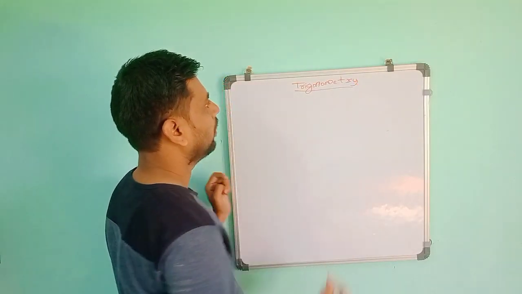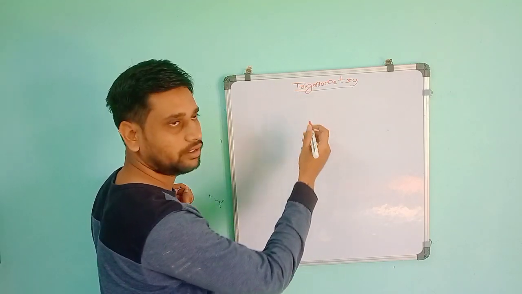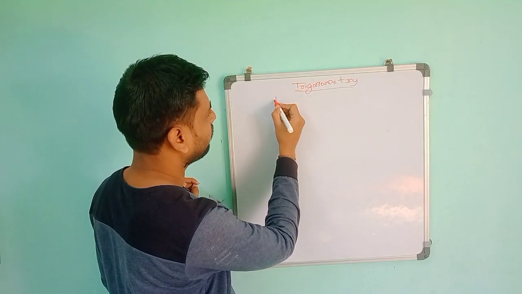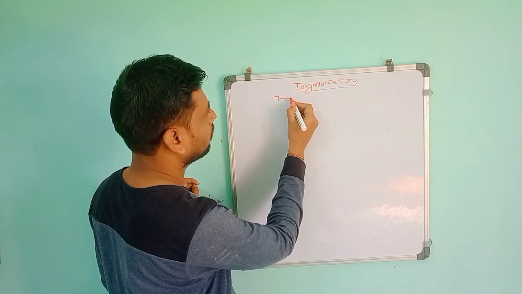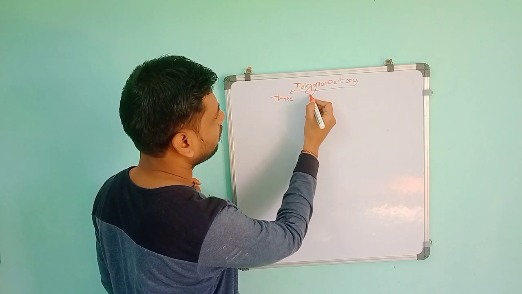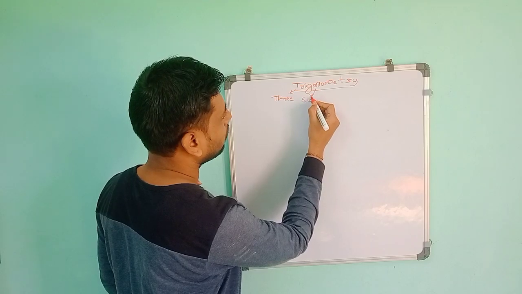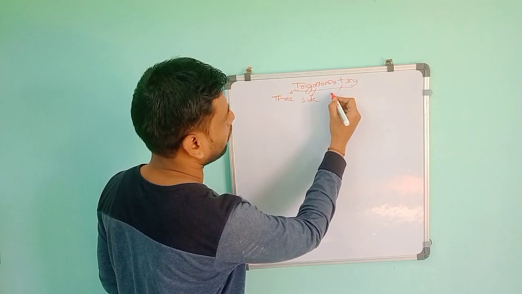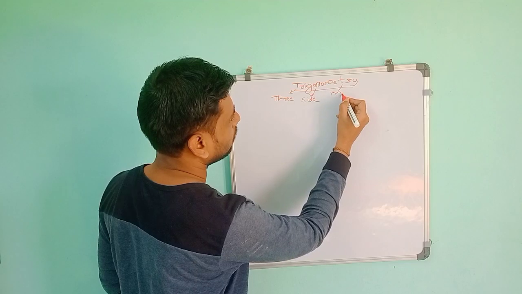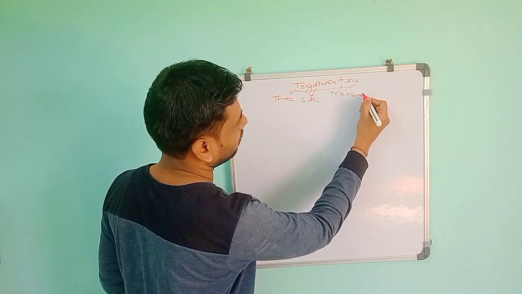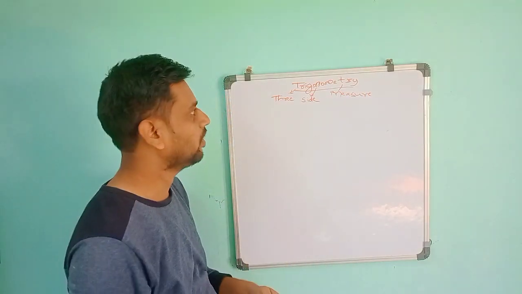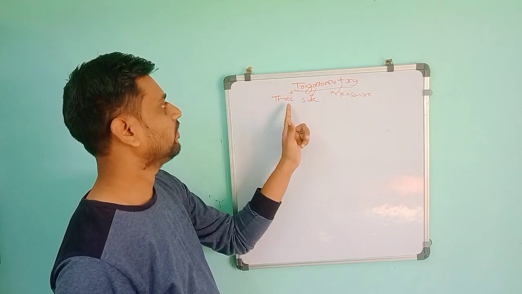It is derived from the words: tri means three, gon means side, and metron means measure. So the meaning of trigonometry is nothing but a three-side measure.